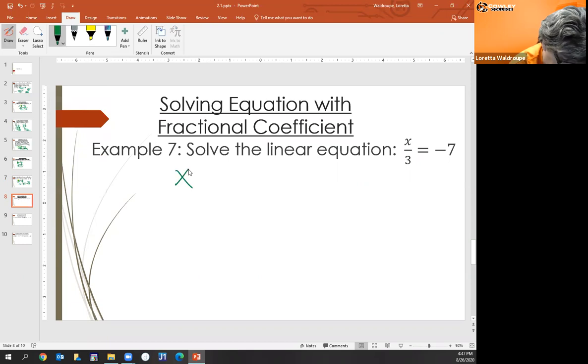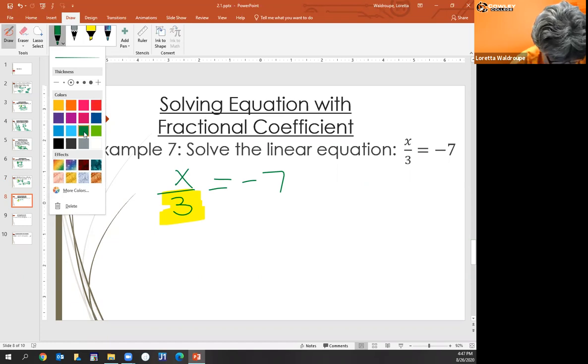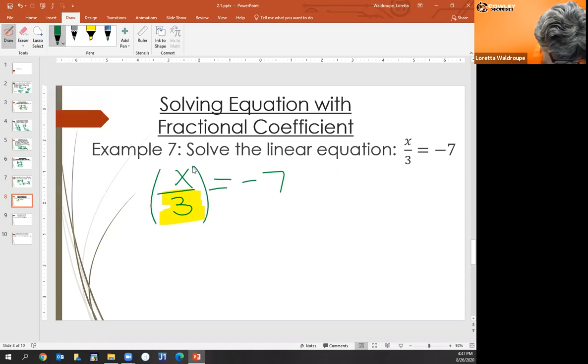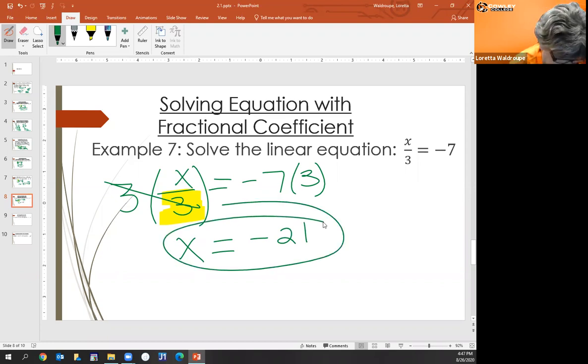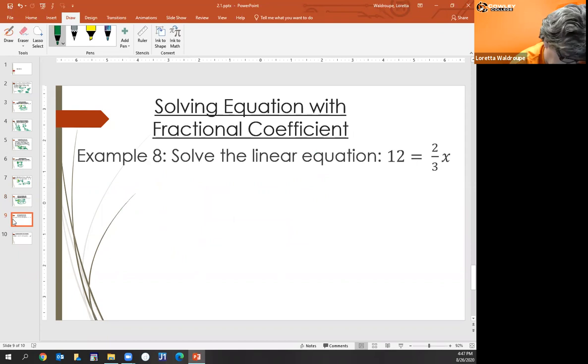Now, what if that number that we now want to move to get x by itself is divided? Well, if the opposite of multiplication is division, the opposite of division is multiplication. So when I multiply both sides by 3, my 3's cancel on the left, and I get negative 21. Okay?